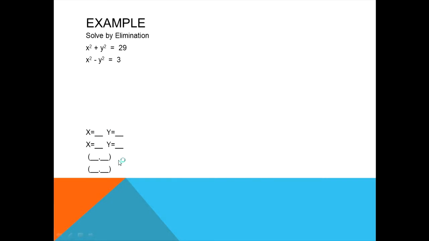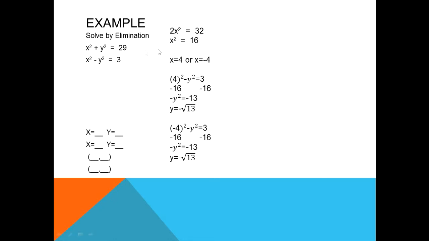This one will be solving by elimination. Pause the video if you feel free to do so. We're going to get on with the answer. So what we did was we subtracted or got rid of the y squared altogether. So we took out the positive y squared and the negative y squared, and we added all the common terms, which is x squared and x squared, and 29 and 3.